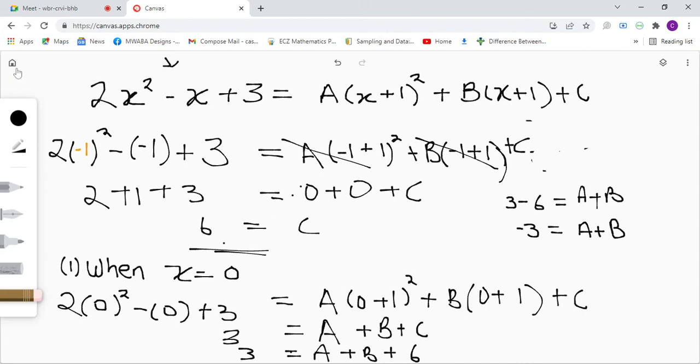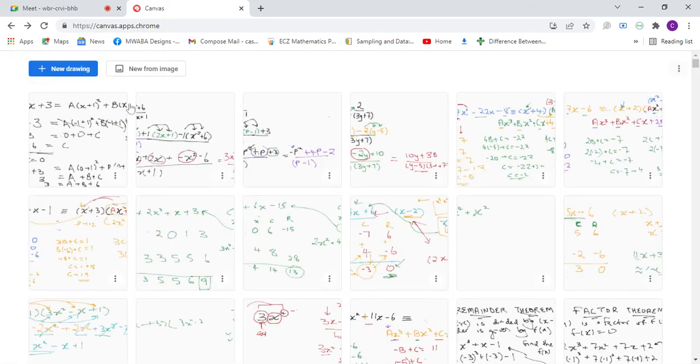Or maybe let me just go to the next part of the board. Okay, so next we're going to try to equate x to 1. We equate x to 1. All right. So we'll say when x equals 1.